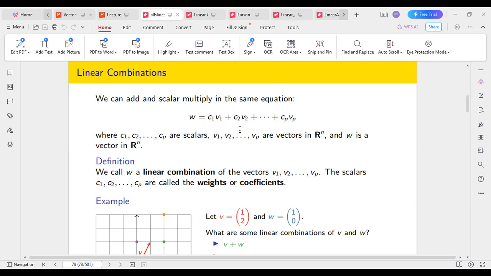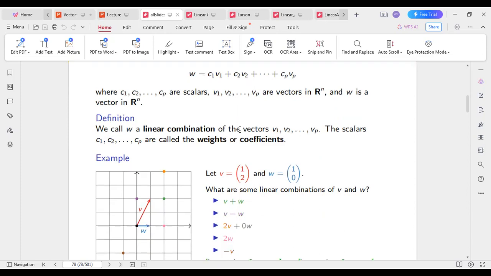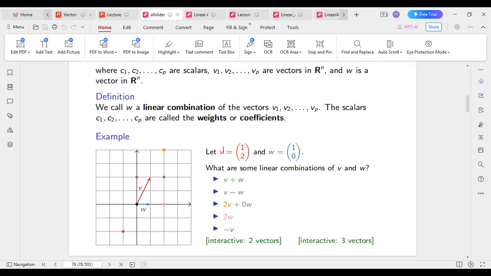For example, we can give an example of linear combinations. Suppose B equals the vector (1, 2) and W equals (1, 0). So 1 is the x-axis value and 2 is the y-axis value, and similarly for W. In a coordinate system, what are some linear combinations of B and W? If you add B plus W, we get (2, 2). So B plus W is this point. I am highlighting this point.